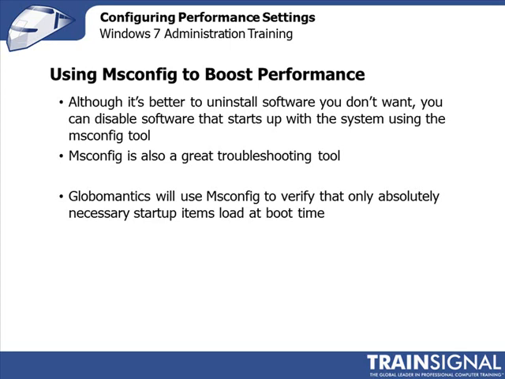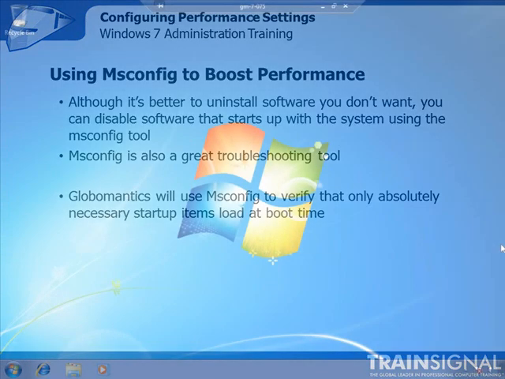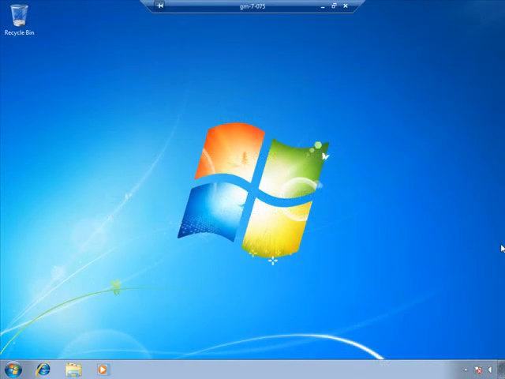So we're going to go back over to our Global Mantis desktop now, and we're going to take a look at how we can use the msconfig tool to verify that the system is only loading what's really necessary when the system starts up. And here we are at the Global Mantis desktop.